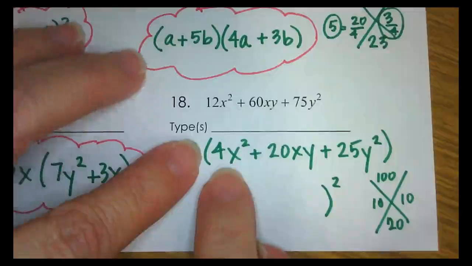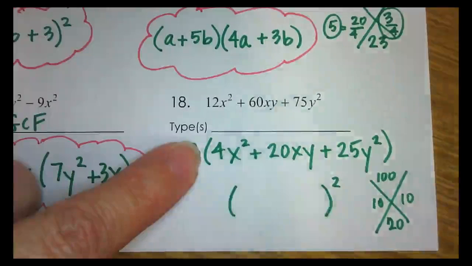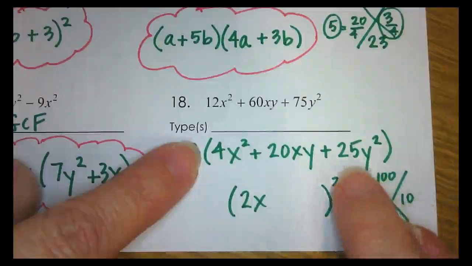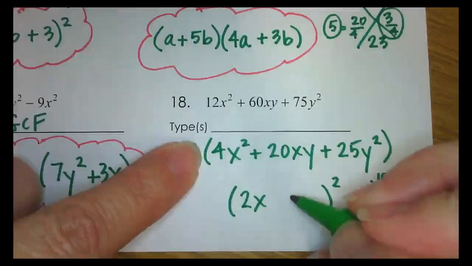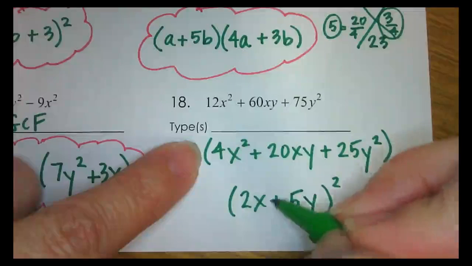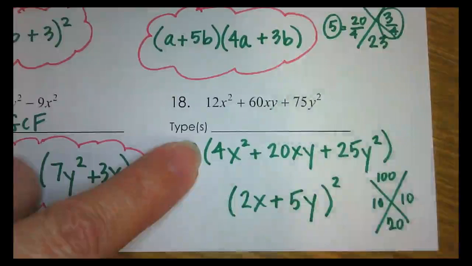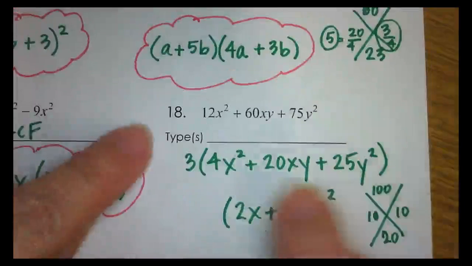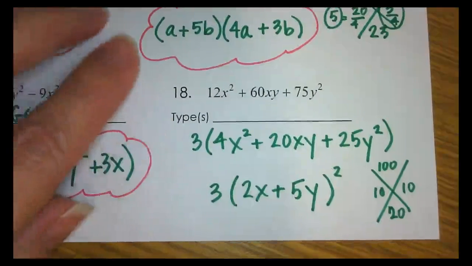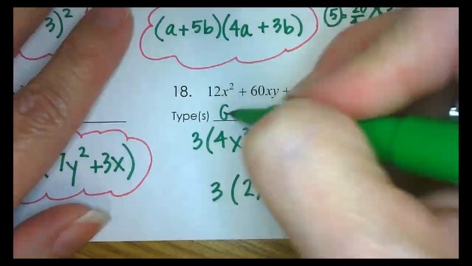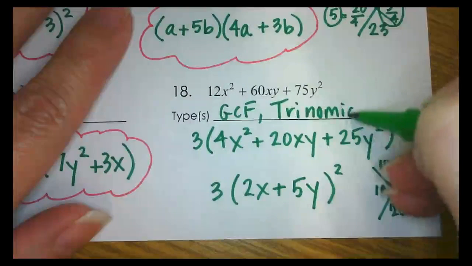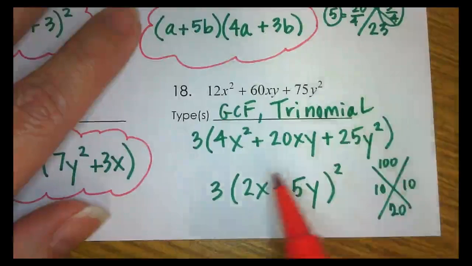So all I need to do is come over here and split this up. So 4x squared can split up to be 2x and 2x. 25y squared would split up to be 5y. And then they do need to be positive so that I get a positive 20 in the middle. And then just remember that I won't get back to the original unless I multiply by 3 as well. So this one was GCF and a trinomial. And there's your answer.